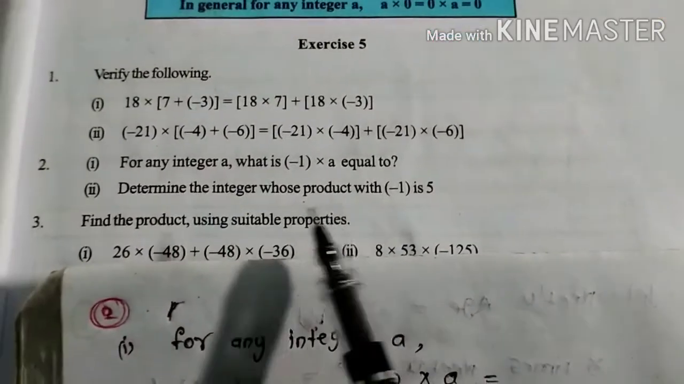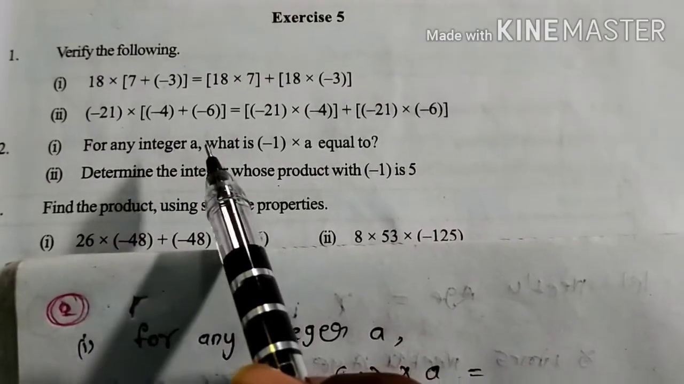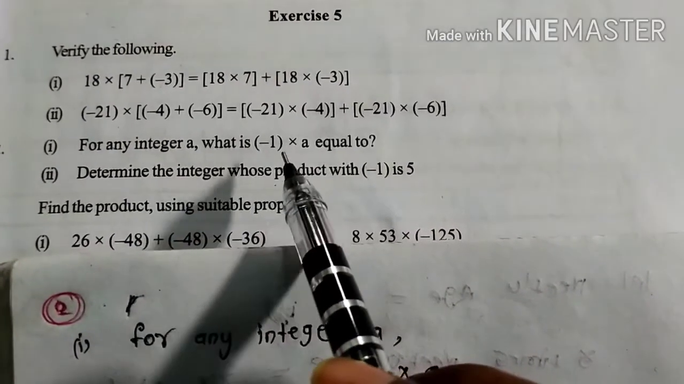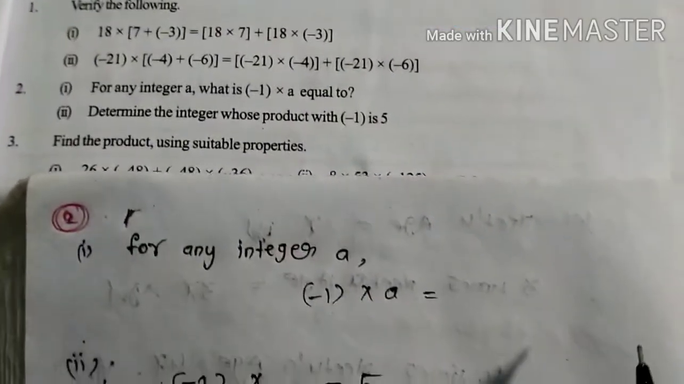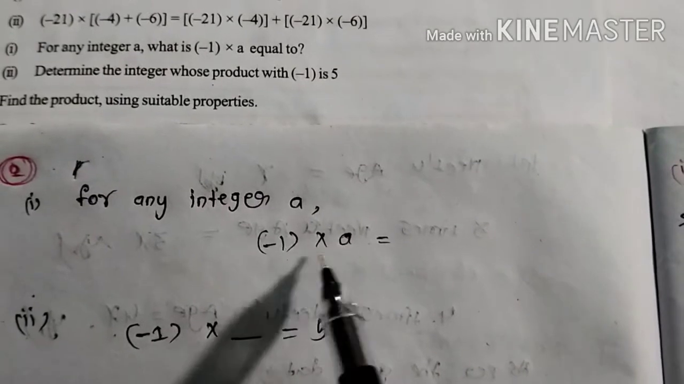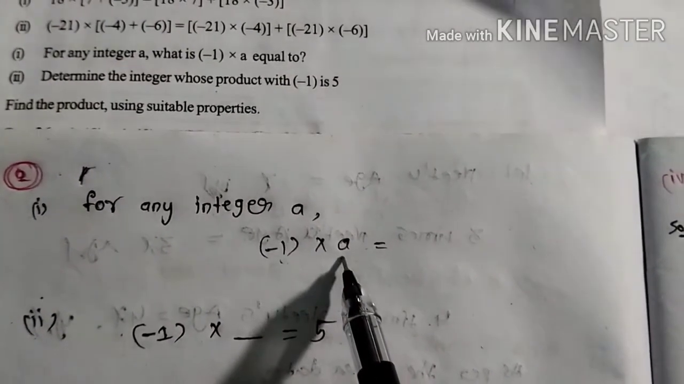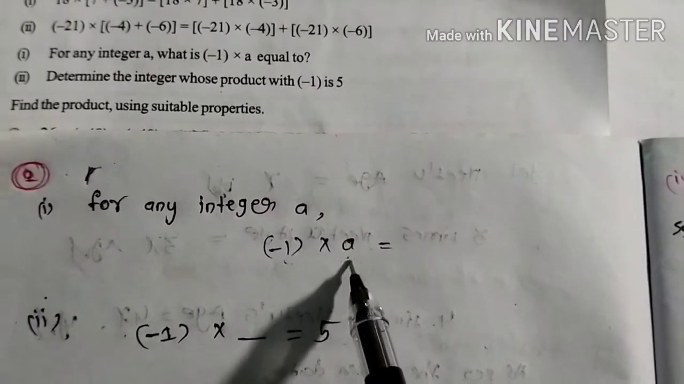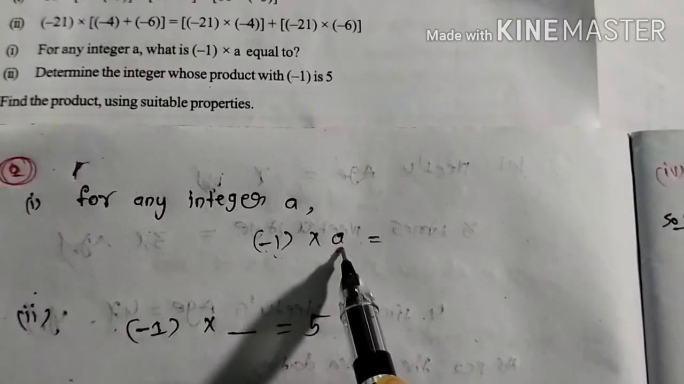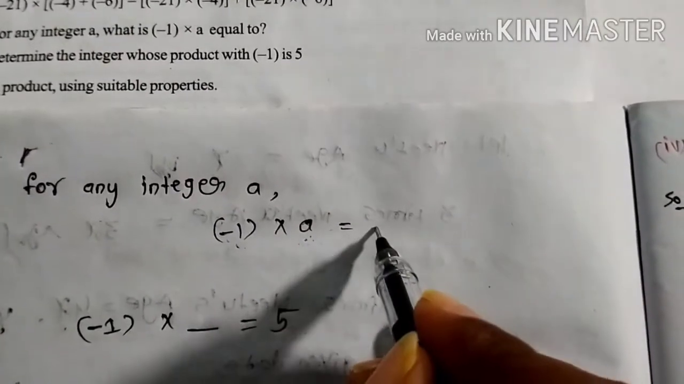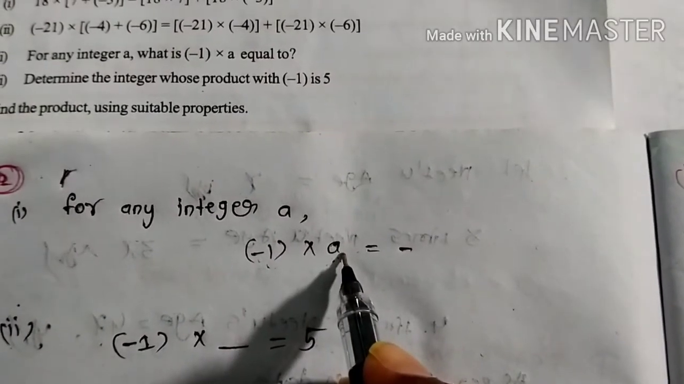Exercise 5, second bit. First one, for any integer a, what is minus 1 into a? It's only multiplication. You can see here it is a negative integer, yes or no, which is an integer that may be positive or negative, whatever it may be. Just you can see here negative into positive integer, will you get minus or not? Yes.